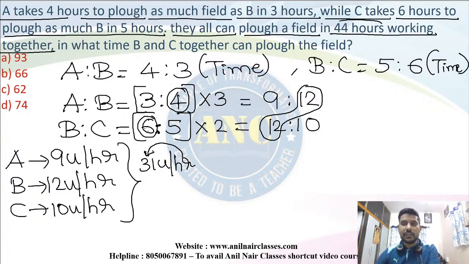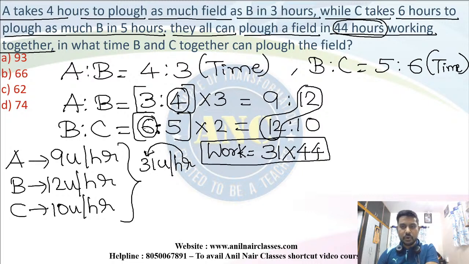But they are working together for 44 hours. In 1 hour 31, for 44 it is 44 into 31. That means total work is nothing but 31 into 44. So we came to know what is the total work in this question. What is your question? In what time B and C together can plug the field?